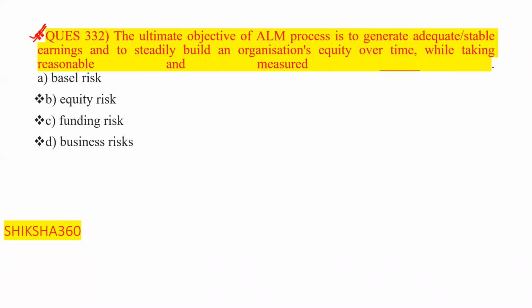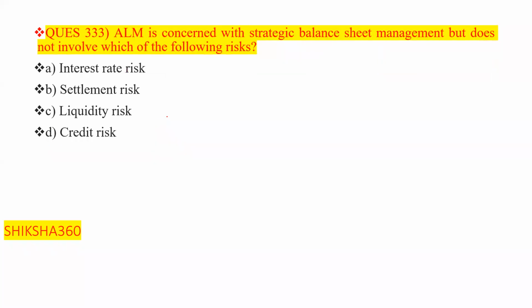So what is the correct answer? Basically that is business risk. The correct answer is business risk. This one is our answer. Option number D.